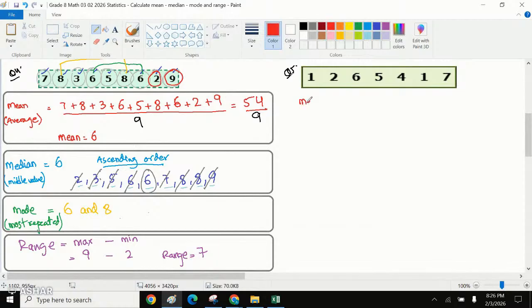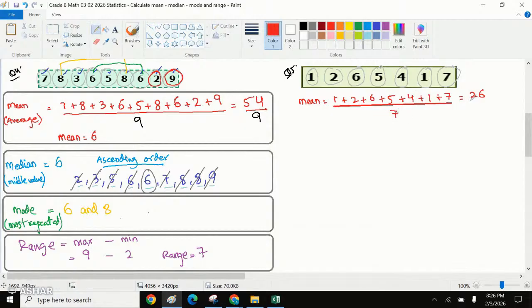If we need to find the mean, what we do is we add the numbers. 1 plus 2, 3 plus 6 is 9, 9 plus 5 is 14, 14 plus 4 is 18, 18 plus 1 is 19. 19 plus 7 is 26. How many values were there? 1, 2, 3, 4, 5, 6, and 7, right? The total number of values was 7. So we simply divide it by 7.